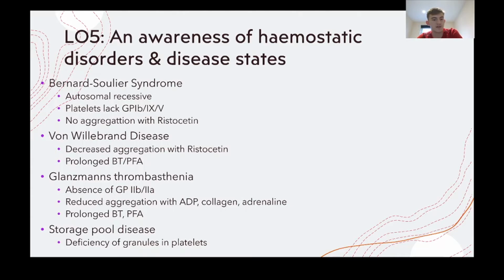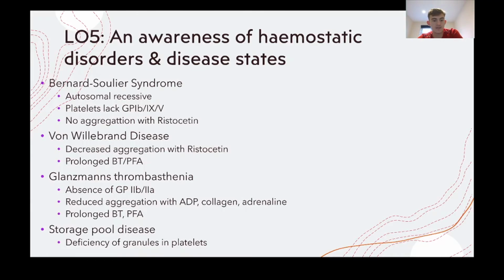is autosomal recessive, and the platelets lack this GP1b, 9 and 5. So these factors are deficient, and there's no aggregation with ristocetin. We can also get this von Willebrand disease, where we've got a decreased aggregation with ristocetin, and we've got this prolonged bleeding time because the platelets aren't able to bind properly to the collagen where the wound is.